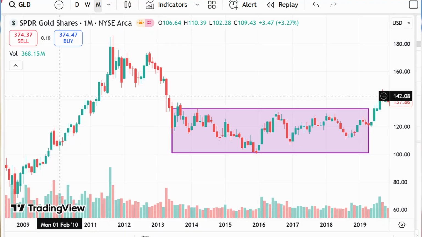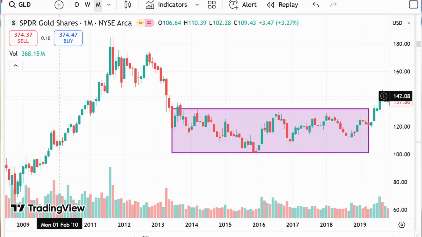This accumulation stage for gold from 2014 to 2019, we saw the price just ranging from $100 to about $142. In 5 years, you can see how boring this could be. You can see how frustrating this could be, just seeing the price go up, go down, go up, go down. No massive uptrend, no massive shoot up in the price of this commodity.